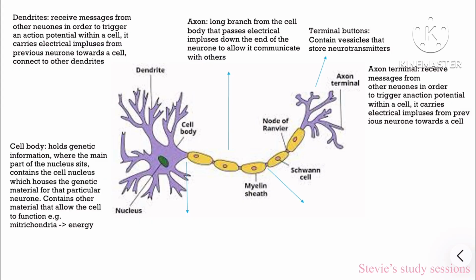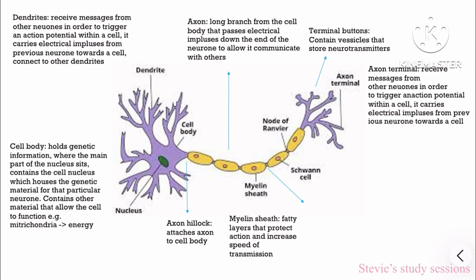The cell body holds genetic information. It's where the nucleus sits and contains the cell nucleus, which houses genetic material for that particular neuron. It contains other material which allows the cell to function, for example, mitochondria for energy. The axon hillock attaches the axon to the cell body.